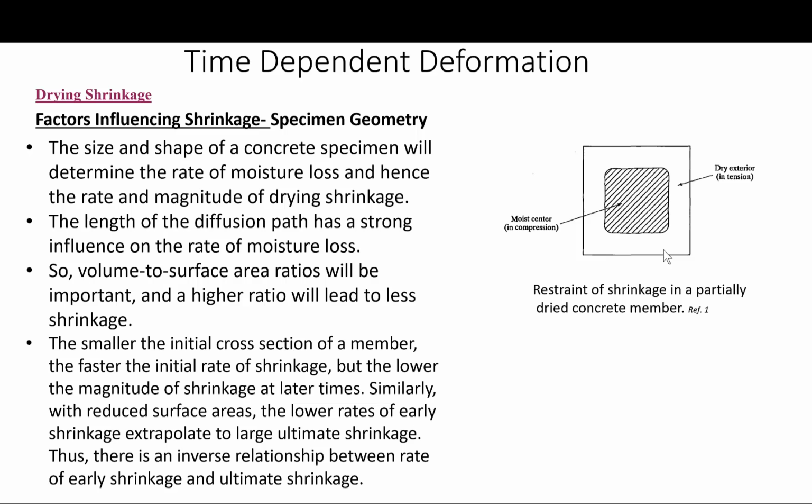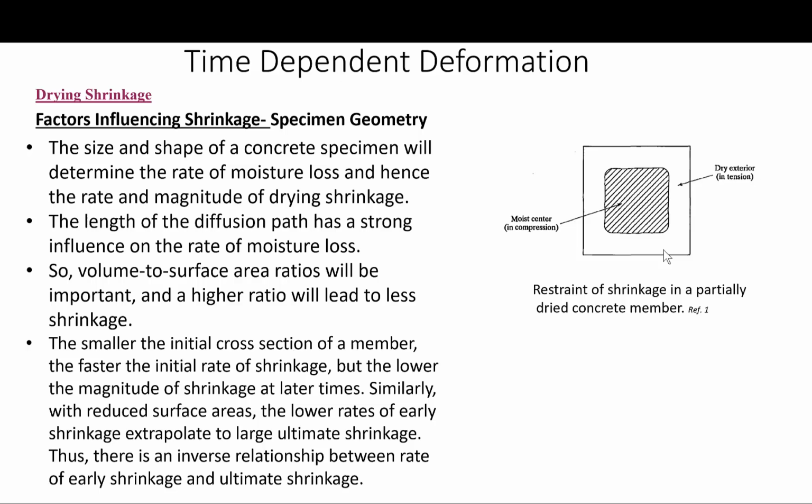Similarly, with reduced surface areas, the lower rates of early shrinkage extrapolate basically to large ultimate shrinkage. So there is an inverse relationship between the rate of early shrinkage and the ultimate shrinkage. Okay? This is basically opposite to the effect observed for pastes. This apparent contradiction is in part due to the increased amount of hydration of the slower drying specimens, but it's primarily caused by the restrained shrinkage.